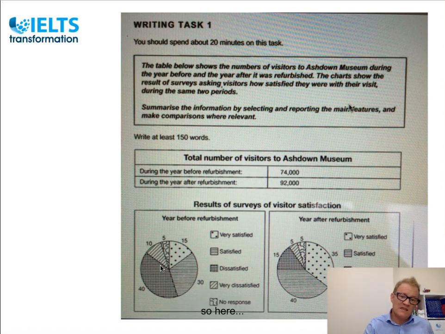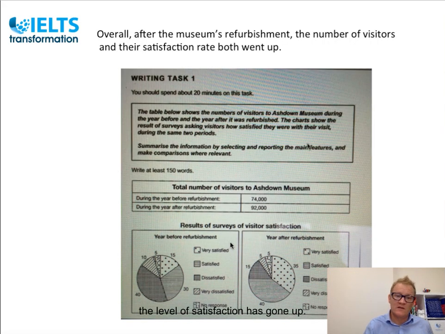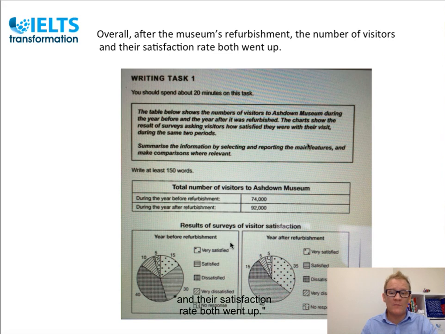So here we need to mention the number of visitors, which has gone up. And look, the level of satisfaction has gone up. Overall, after the museum's refurbishment, the number of visitors and their satisfaction rate both went up. So, we've covered everything, haven't we? That's the overall, more visitors and them happier. Cool.